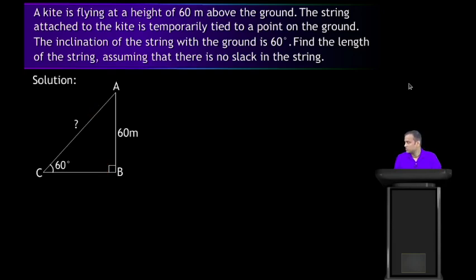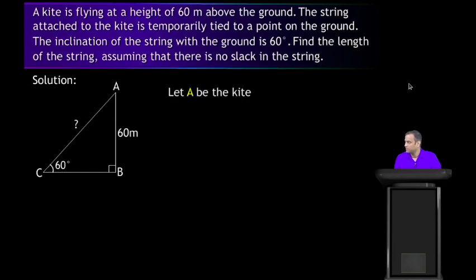Okay, so here is the solution. Let A be the kite. So this is the kite. Let AC be the string. So AC is the string, which is straight. Okay, it should be straight.